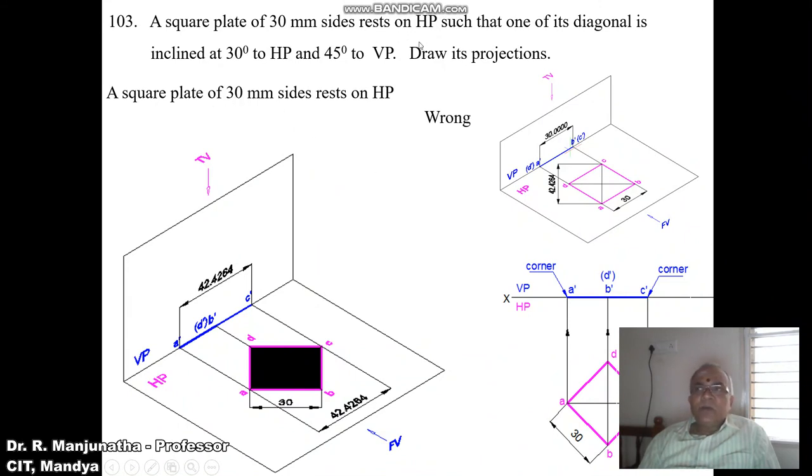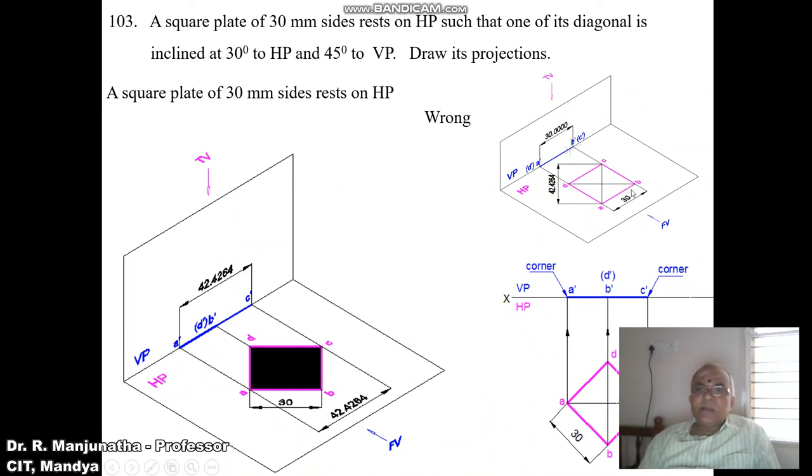Here he has not mentioned whether it is resting on HP, whether its corner is resting on HP or the base is resting on HP. But he says that one of its diagonals, so you have to keep the initial position of the square plate such that one of its diagonals is inclined at 30 degrees to HP and 45 degrees to VP. So that means the inclination given is the true inclination.